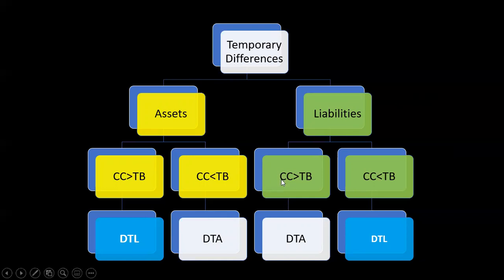The carrying cost of liabilities, which is shown in the books, if it is greater than the tax base, we call it a deferred tax asset. And if the carrying cost of the liabilities is less than the tax base, then it is called the deferred tax liability. In case the carrying cost of assets is the same as the tax base of assets, and the carrying cost of liabilities is the same as the tax base of liabilities, then there is no deferred tax asset or deferred tax liability.